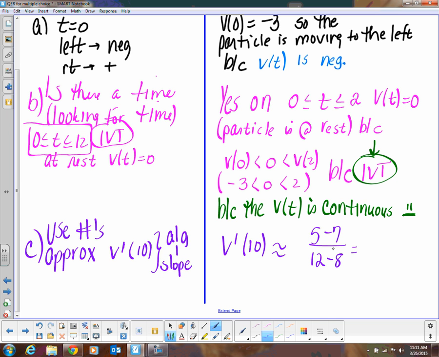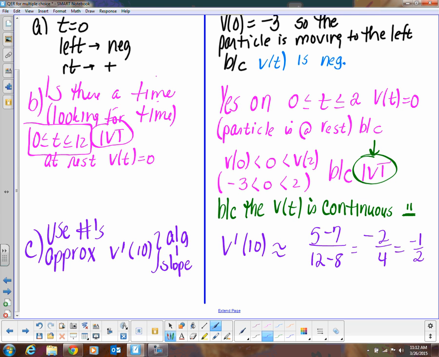Now, you can leave it this way. You can stop and you get credit. Negative 2 over 4. Why am I going to encourage you to stop? So we don't make mistakes, all right? So the problem said use data from the table to find an approximation for the derivative of velocity at 10. Did I do that? Yes.